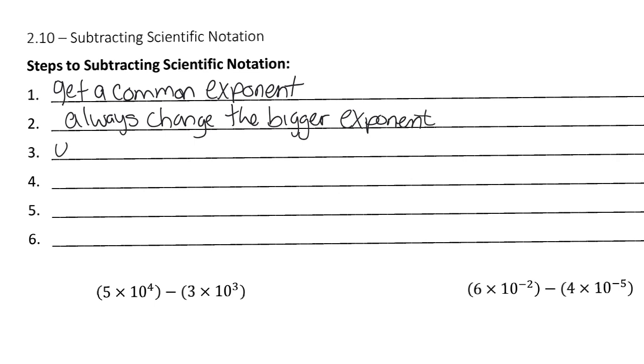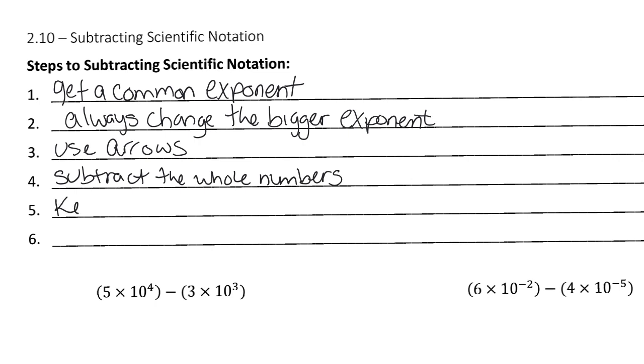And then what you should use is the arrows that we talked about before. Then once we do that, we subtract the whole numbers. Keep the exponent the same. And then you put the final answer in scientific notation. If it's not, make sure you put it in scientific notation.